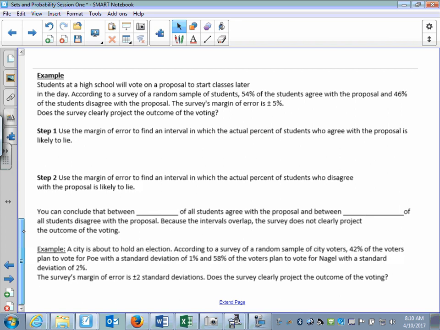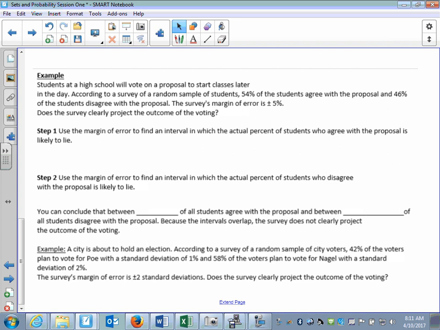We have an example now. Students at a high school will vote on a proposal to start classes later in the day. According to a random survey of students, 54% of the students agreed with the proposal, and 46% of the students disagreed with the proposal. The survey's margin of error was plus or minus 5%. Does the survey clearly project the outcome of the voting?